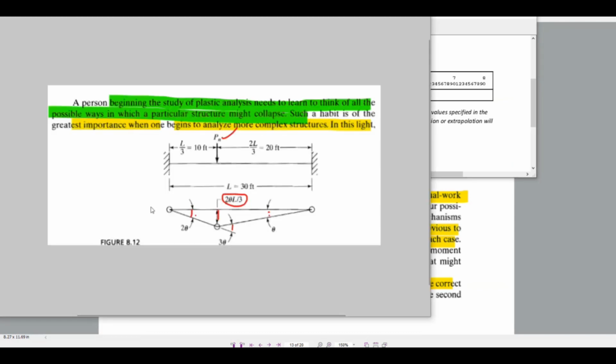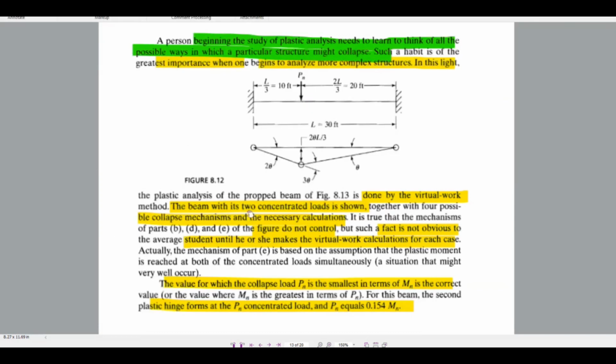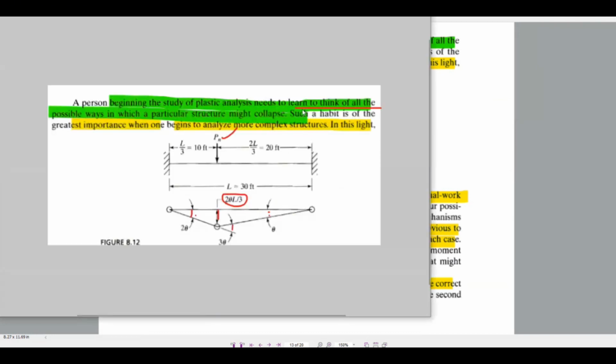Okay. A person beginning the study of plastic analysis needs to learn to think of all the possible ways in which a particular structure might collapse. Such a habit is of the greatest importance when one begins to analyze more complex structures. So whenever we are going to analyze more complex structures, such a habit is of the greatest importance.